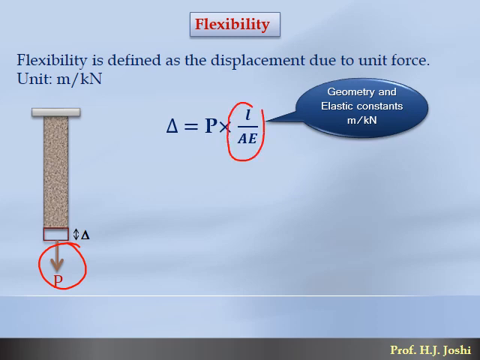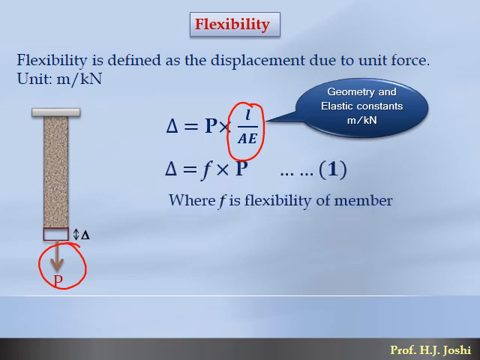If you identify this term L by AE, which includes all geometric and elastic constants, this is the property of a structure in which all geometric and elastic constants are involved. So that property is called flexibility. If I derive the unit of that flexibility, then the unit becomes meter per kilonewton or mm per kilonewton. So flexibility is defined simply as the displacement due to unit force, or per unit force.